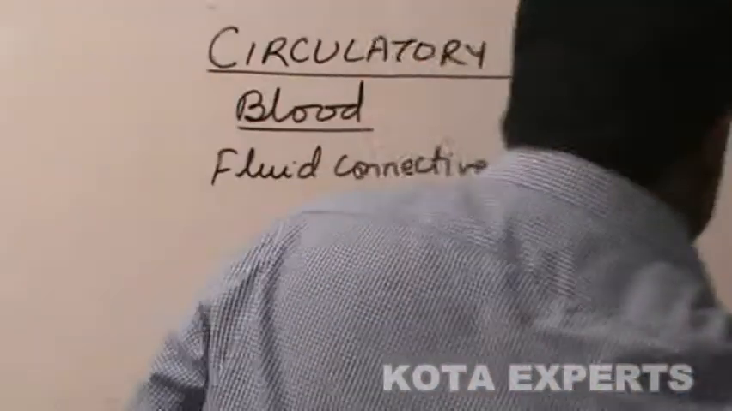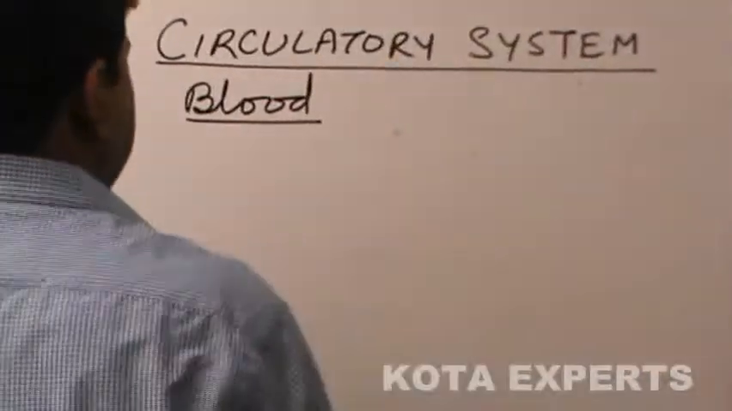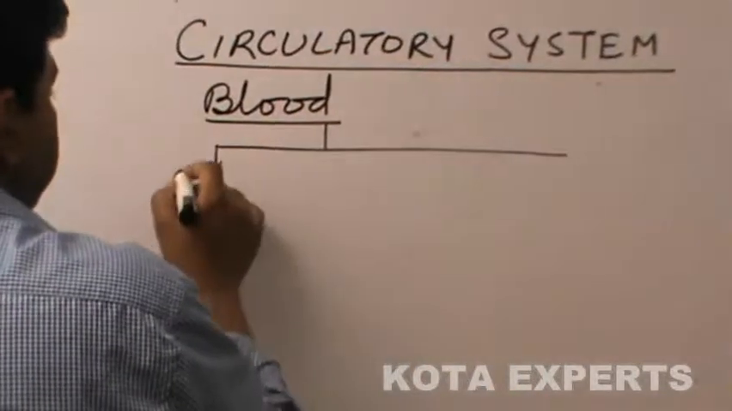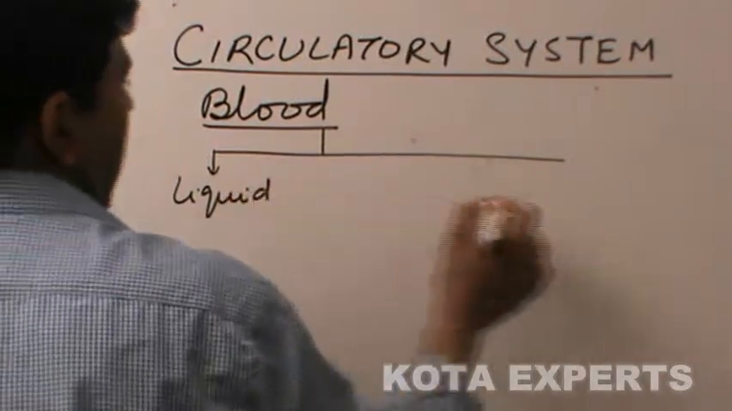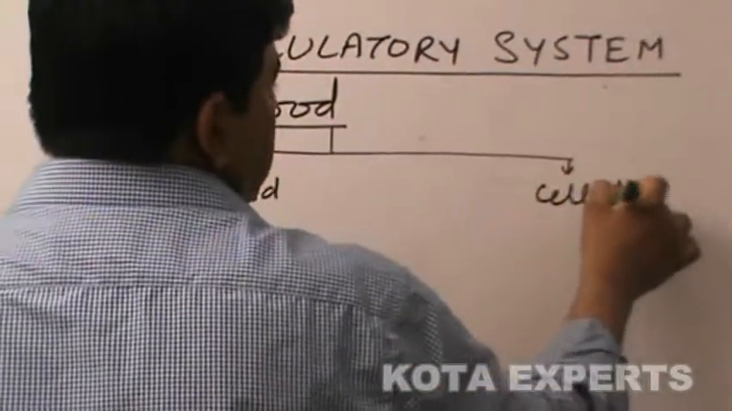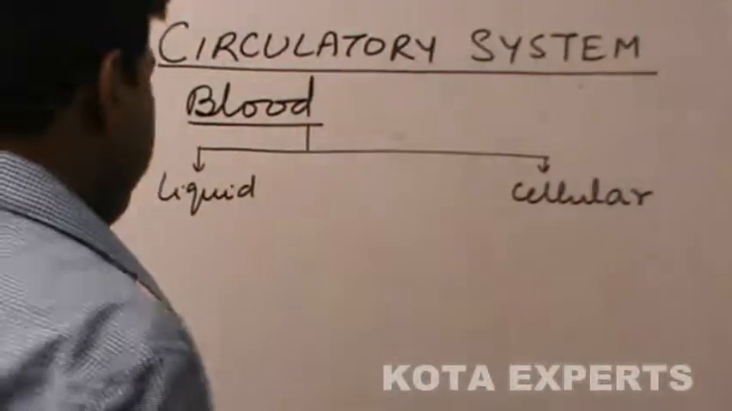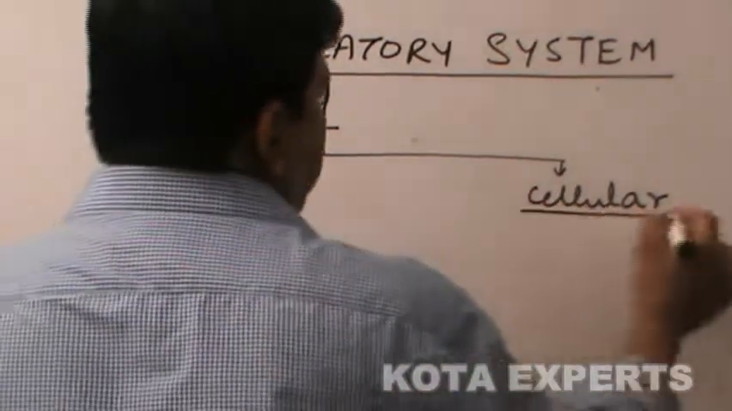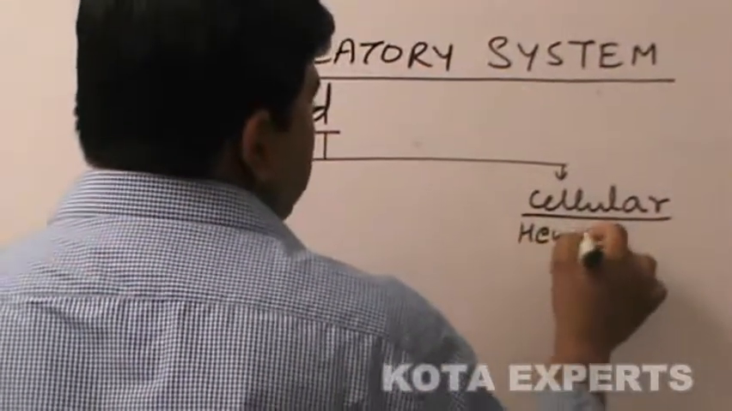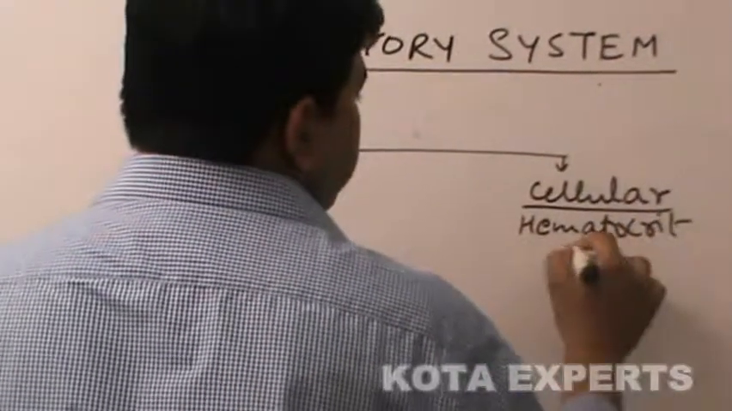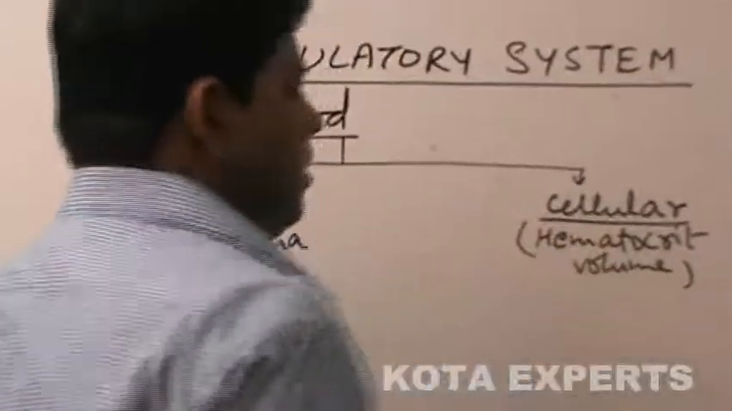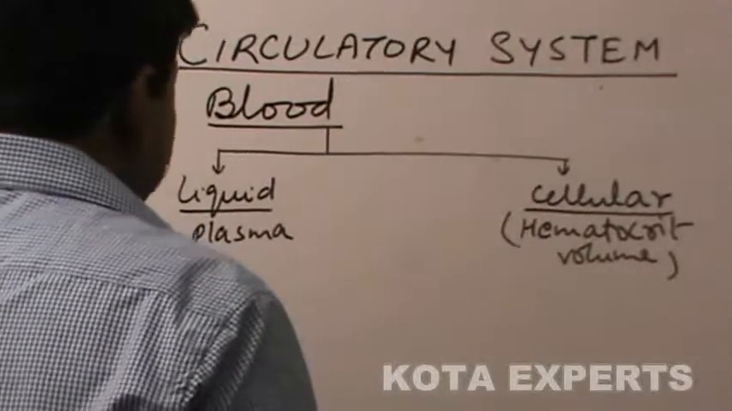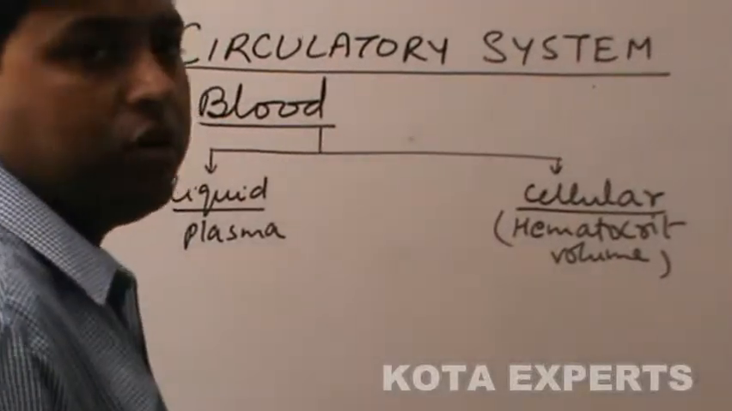Now coming to the composition, what will be the composition? It comprises a liquid part and a cellular part. The liquid part is known as plasma and the cellular part is called hematocrit volume.